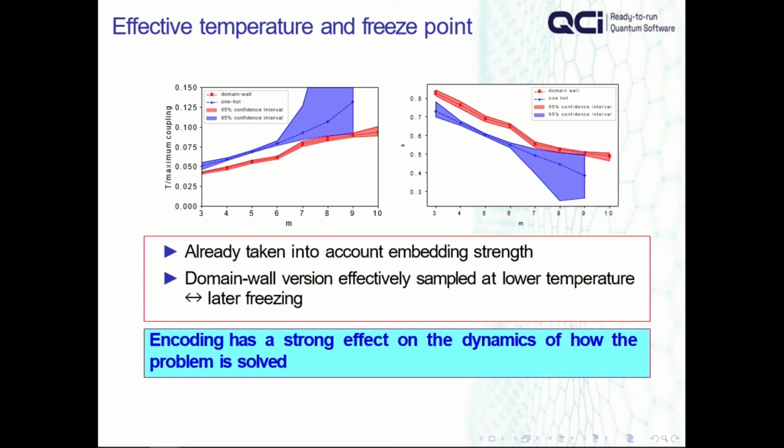It has to do with the way you update something encoded as a break in a chain, as a domain wall, versus something encoded as a value of a qubit within a constraint group. It has to do kind of with the number that you flip.